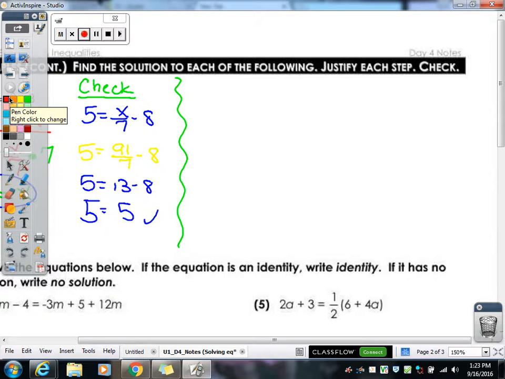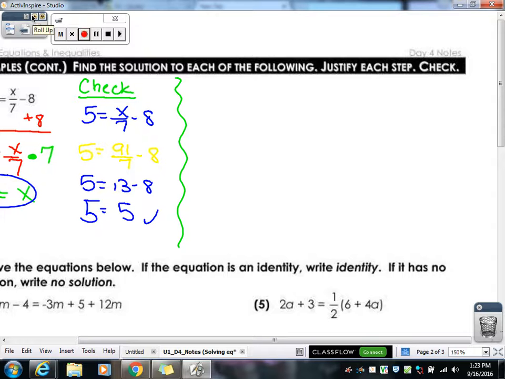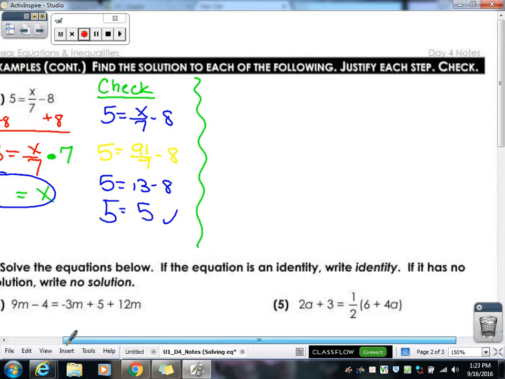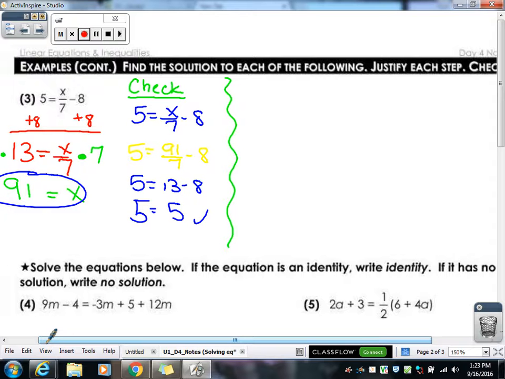All right. So now we're going to justify each step. The first step is adding 8 to both sides. So what's that called? When I add, what property is that? Addition property of equality. Good.